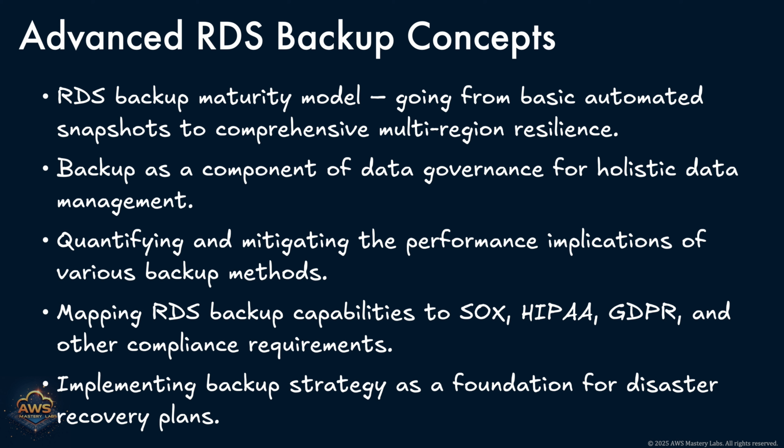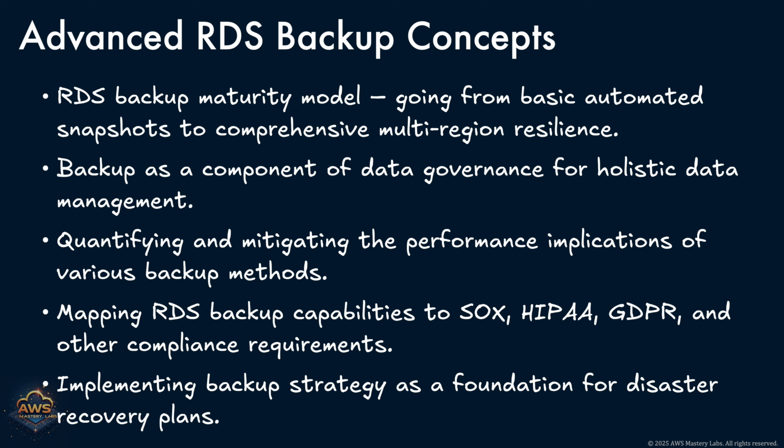Next, we go beyond default backup settings. While AWS provides solid baseline capabilities, enterprise workloads often demand tighter RPOs, longer retention, encrypted cross-account copies, and tighter integration with organizational recovery objectives. Defaults are convenient, but rarely sufficient. Backup as a component of data governance is where strategy meets accountability. Backups should align with data classification, retention policies, audit trails, and lineage tracking. It's not just about storing data, it's about managing it responsibly.